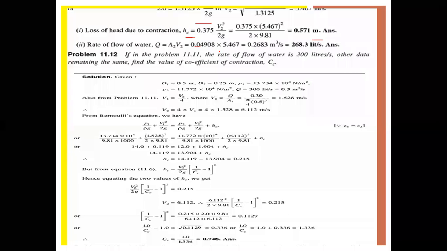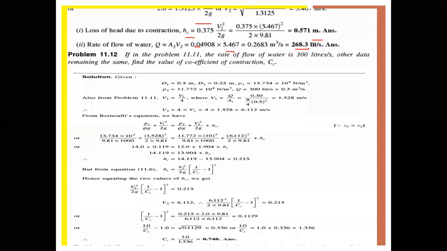Then they asked to find Q. Q is equal to a2 v2. So substitute the a2 value and the v2 value. When you work it out, the value is 268.3 liters. Got it? So like this you have to do it for contraction-type problems.